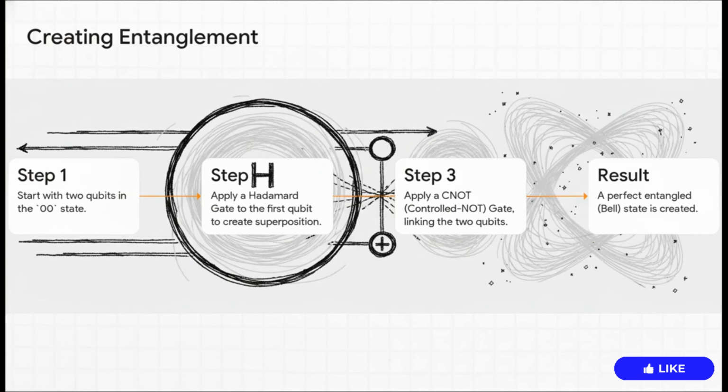And here's where it gets cool. You can combine these gates to do really powerful things. For example, you can create that spooky entanglement we were just talking about with a really simple recipe. You just need one Hadamard gate and one CNOT gate. You apply them in the right order, and boom, your two qubits are now entangled.